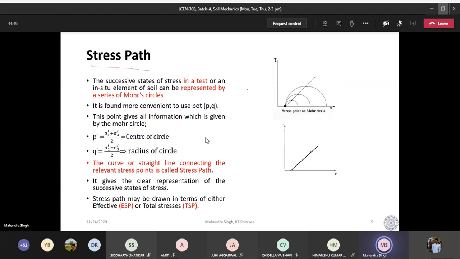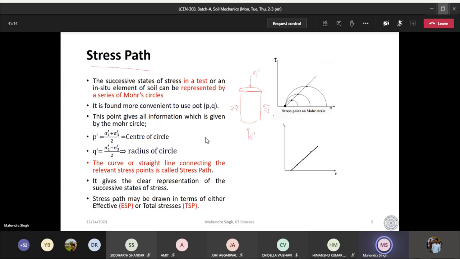So I have discussed initially that suppose we take a soil specimen and we are testing it, and we have applied sigma 3 from all the sides. Let us say we are doing a drained test. And in drained condition, I can do the analysis in terms of effective stresses here, or you can also discuss it in terms of total stress.